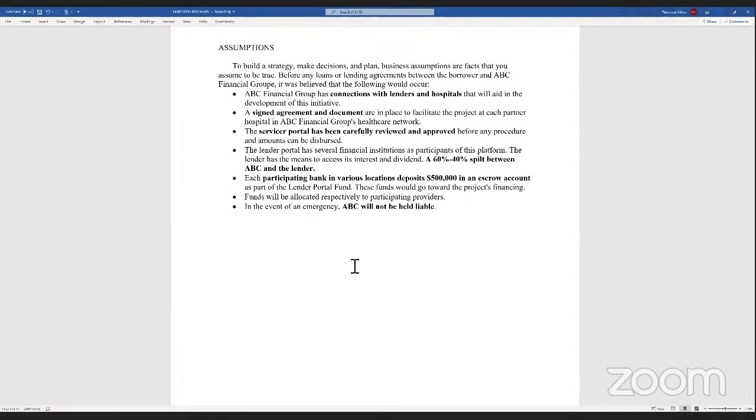Okay, so the fifth point states that each participating bank in various locations deposits $500,000 in the escrow account. I think a correction should be made there. I think it's actually $600,000 in the escrow account. That is it.